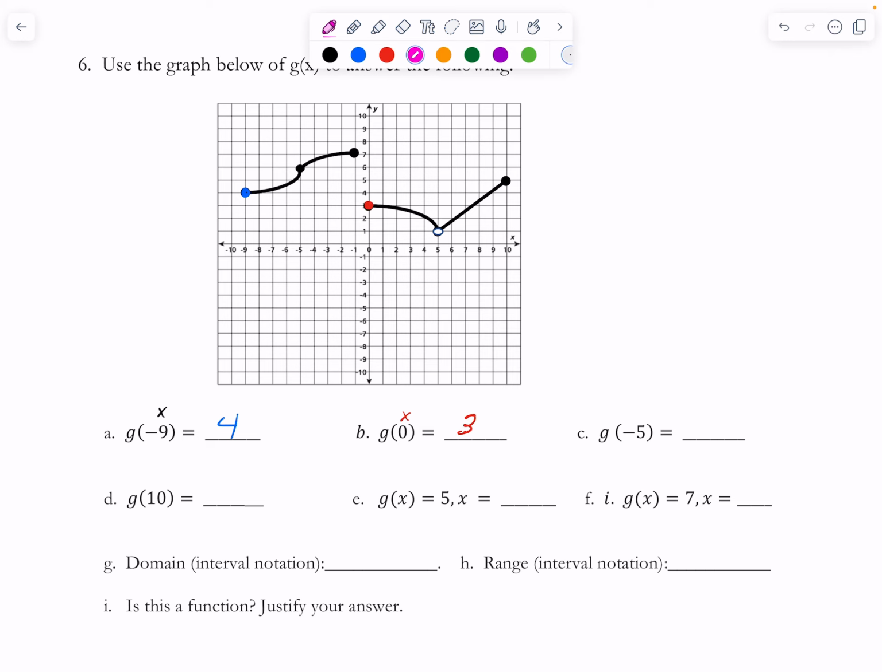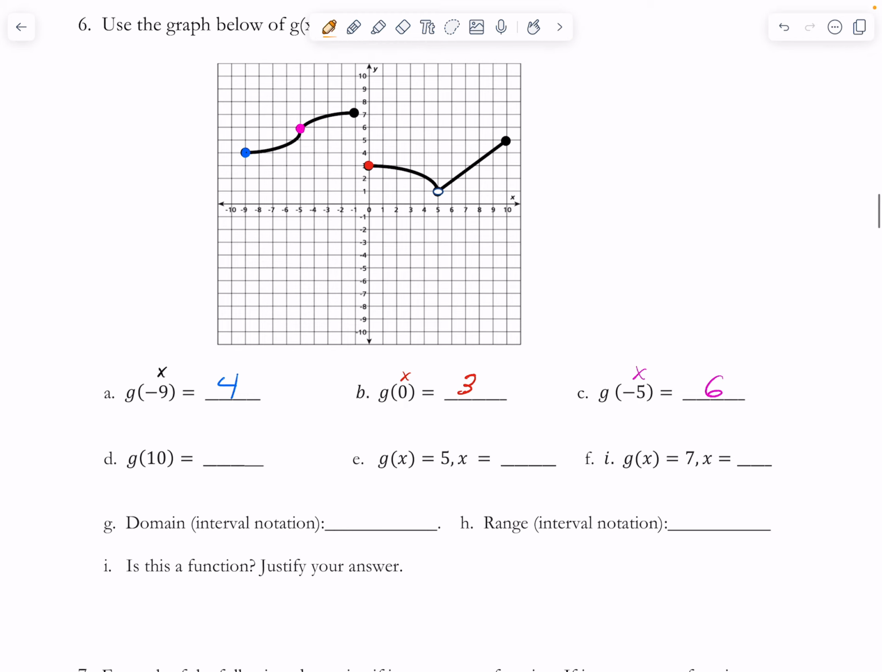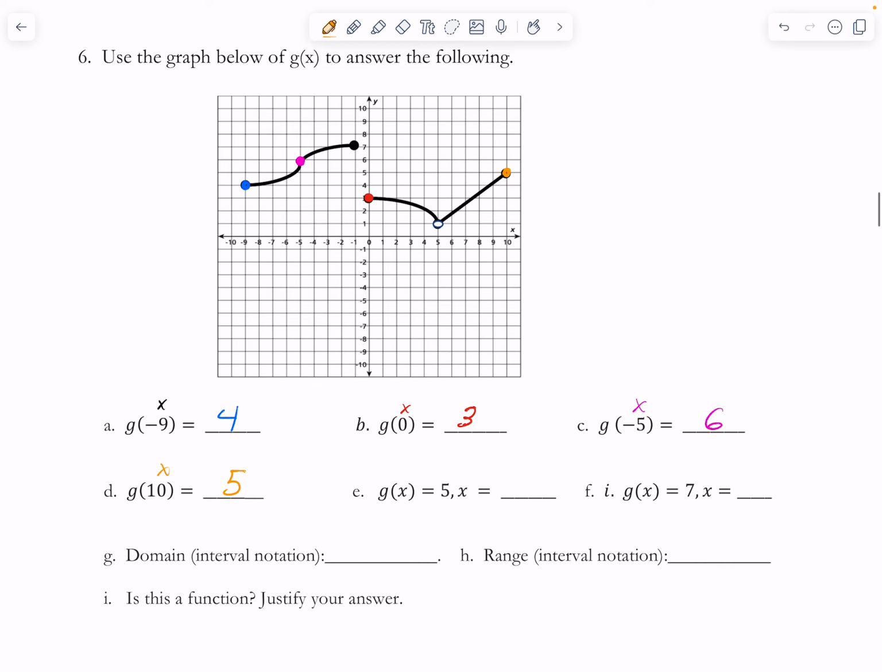Next up is g of -5, so go to -5, looks like that point is there, which is a y value of 6. Keep it going. We've got g of 10. G of 10 is the last point here, which is a y value of 5. Okay, now this is where it changes. It changes when it says g of x equals 5.